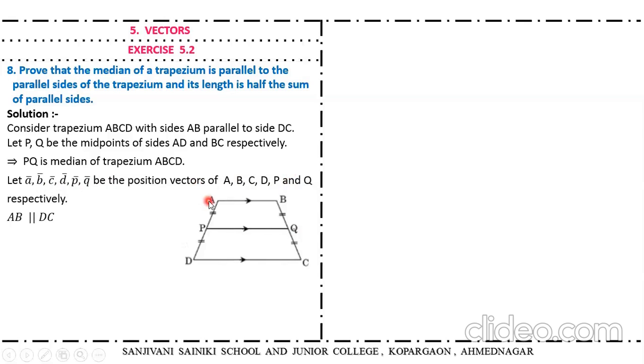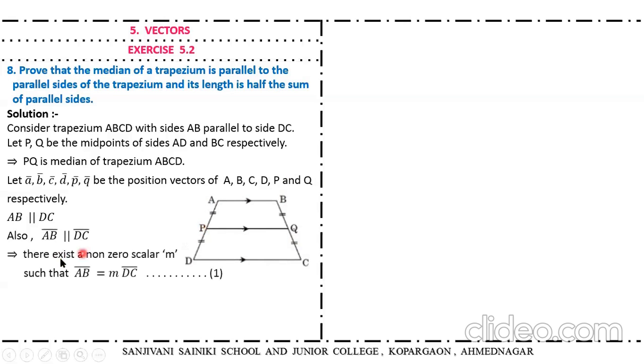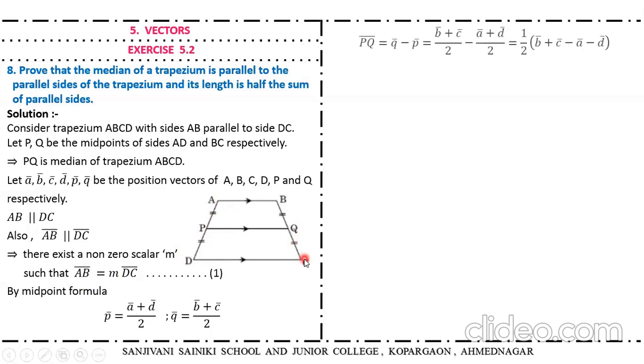Now, as it is a trapezium, AB must be parallel to DC, which implies AB bar is parallel to DC bar in terms of vectors. So there exists a non-zero scalar m such that AB bar is equal to a scalar multiple of DC bar. As they are parallel, they are collinear. So AB bar is equal to m times DC bar, which is our equation number 1. Using the midpoint formula, as P is the midpoint of AD, P bar is equal to A bar plus D bar upon 2 and Q bar is equal to B bar plus C bar upon 2.